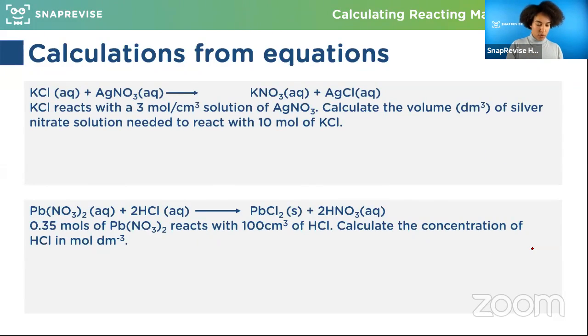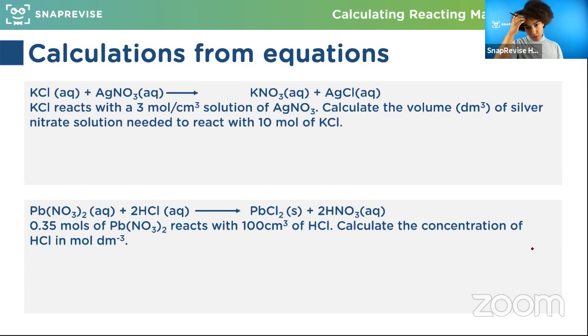So we're going to move on to some more calculations for our equations. What we're looking at here is actual reacting masses, which is the subject of this. We've got KCl reacting with 3 moles per cm cubed of AgNO3. We want to calculate the volume in dm cubed of silver nitrate needed to react with 10 moles of KCl. First of all, I want you guys to tell me if you think this is a balanced equation.